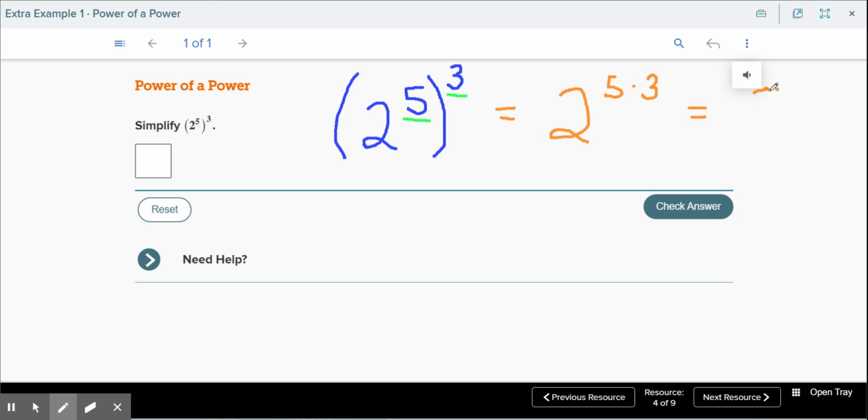So 5 times 3 is 15. 2 remains our base number. And again, we're simplifying this in exponent terms, so we would simplify that out as 2 to the 15th. And that would be our answer. We wouldn't go any further than that. We would leave our answer as 2 to the 15th.